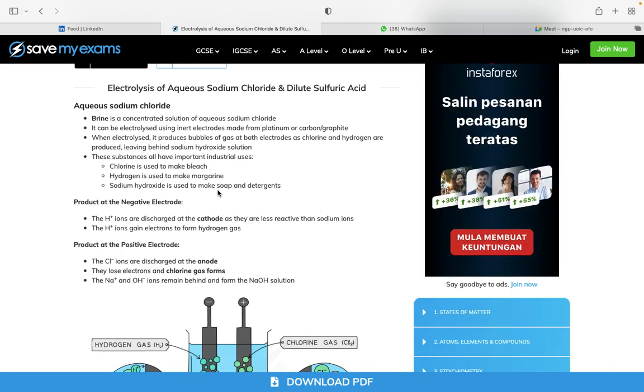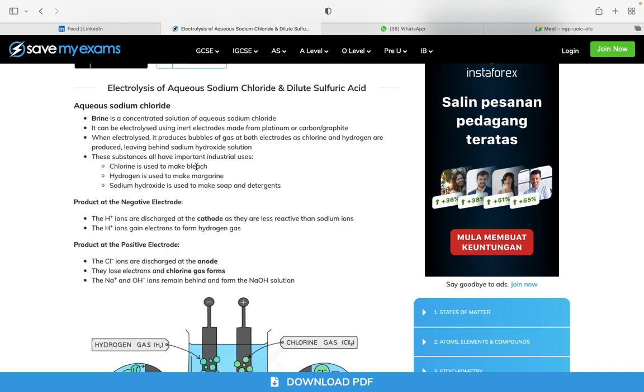So in the electrolysis of brine, or aqueous sodium chloride, you have hydrogen gas produced, chlorine gas produced, and an alkali, sodium hydroxide, produced. So three things are produced. Normally, in many cases, we only get two products, one at the anode and one at the cathode. But in this particular electrolysis, three things are produced: hydrogen gas, chlorine gas, and sodium hydroxide.